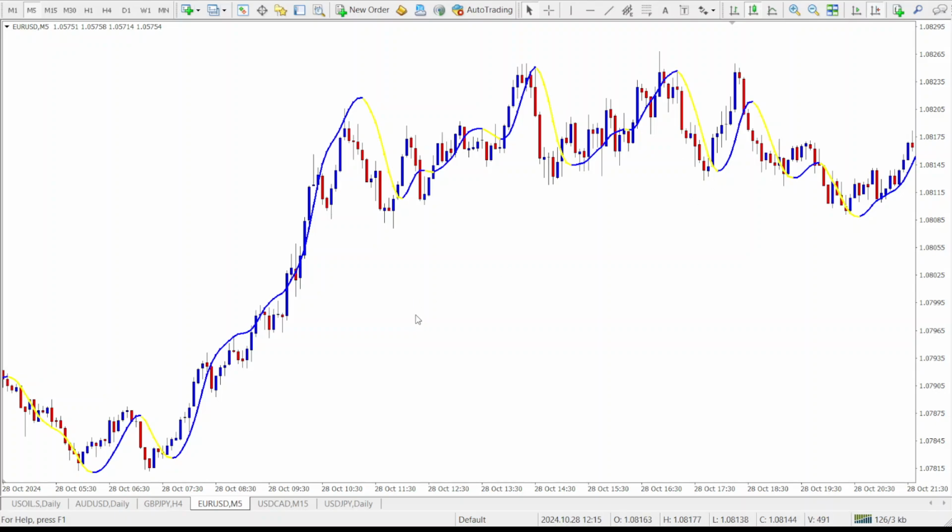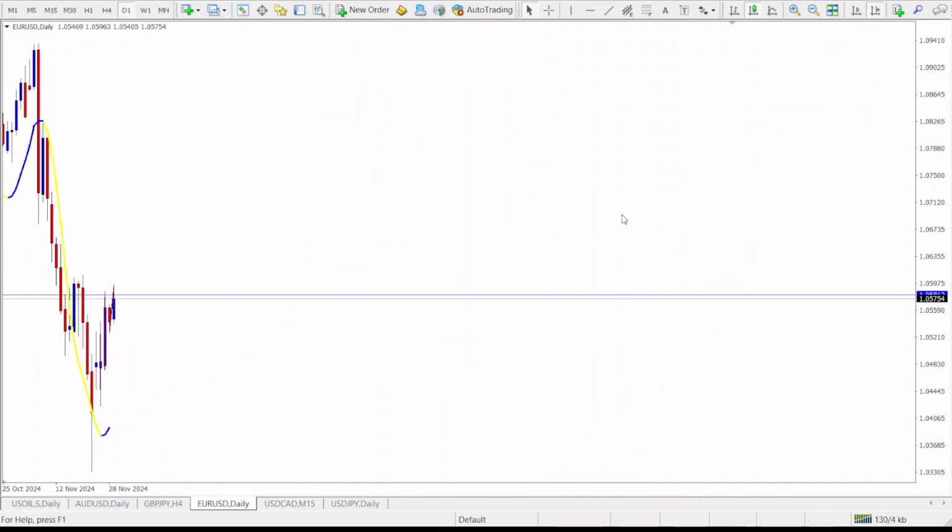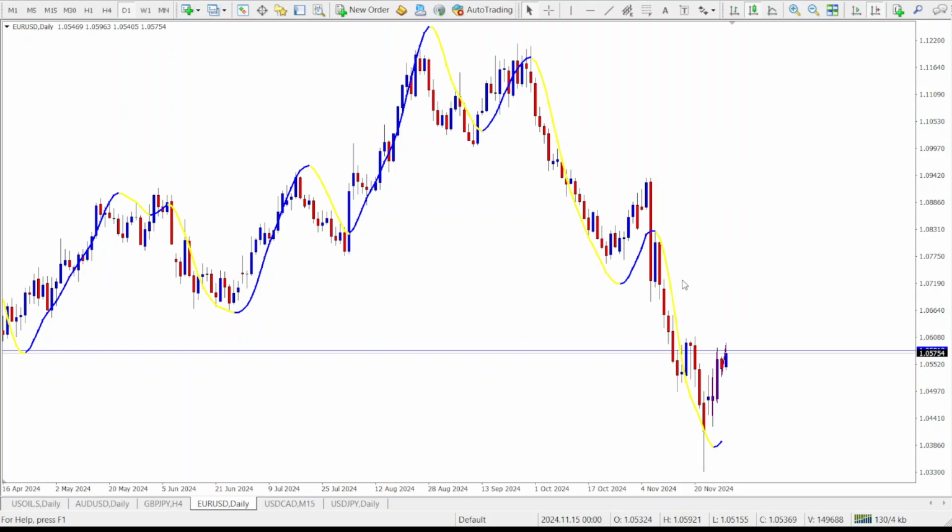So scalpers might particularly find this indicator interesting, but even if you are a day trader or a swing trader, you don't have to be exiting and entering at every single pullback, right? You just want to ride the trend till the end.